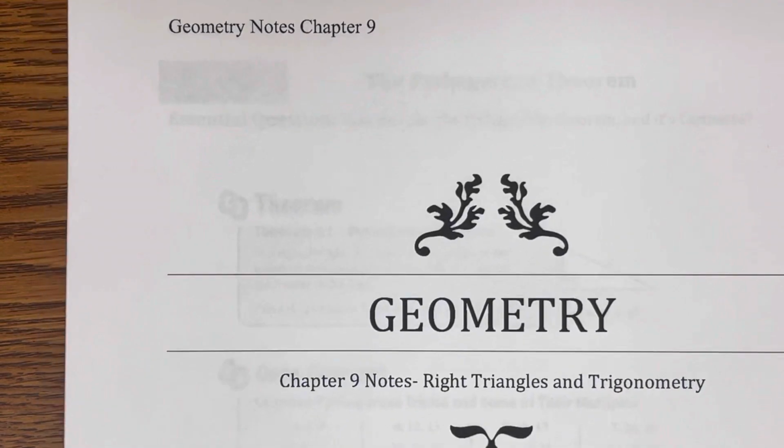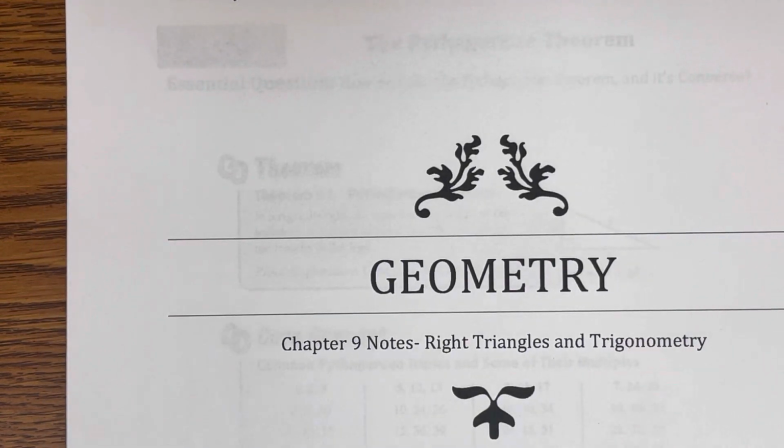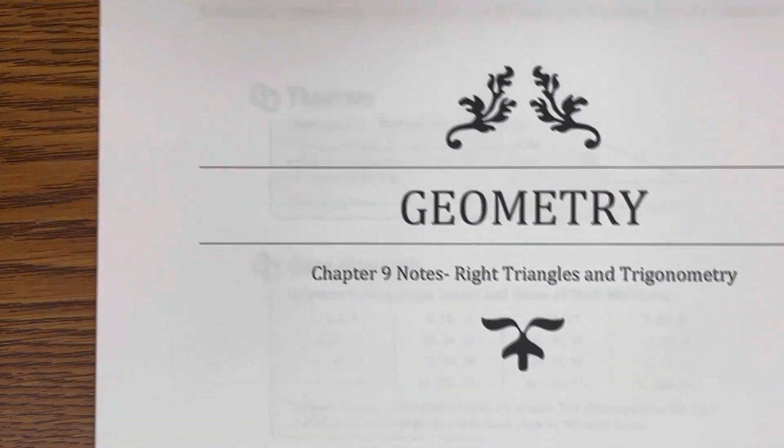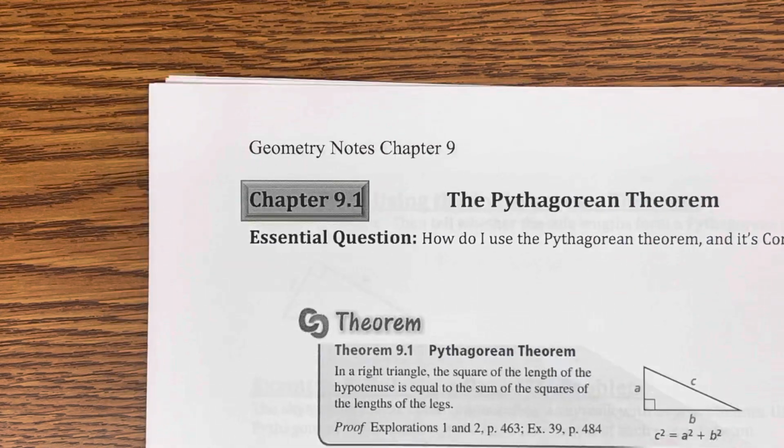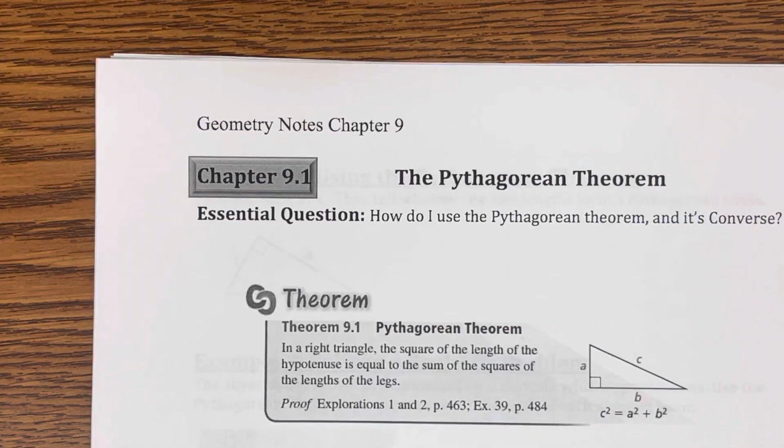All right, Mr. I'm right here for chapter 9. Going to do 9.1 today, which is the Pythagorean Theorem. This is going to be a good chapter of triangle work for us. It'll definitely be a little bit longer, and calculators are vital. A good scientific calculator we are going to need in order to do this.